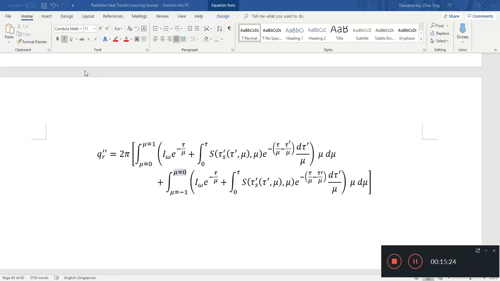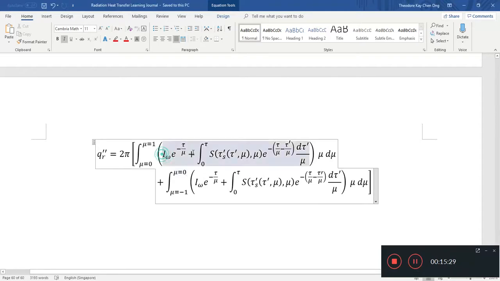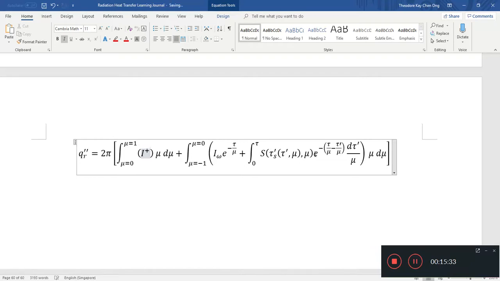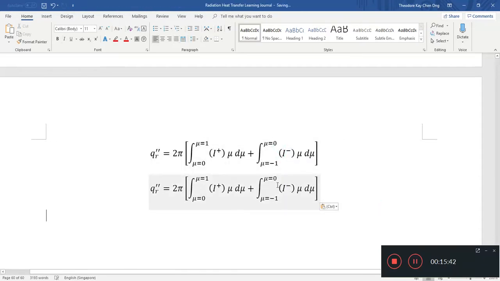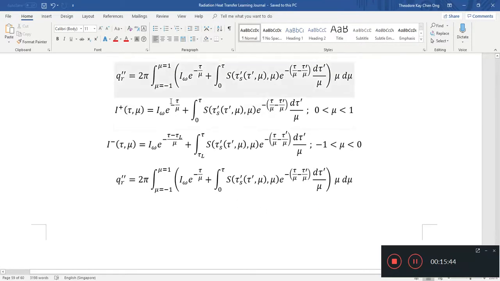And that will have our radiative heat flux, the scalar heat flux. And just for clarity, we'll have I plus over here, and we will have I minus over here. Right? So once we have that, let's substitute our relevant expressions.